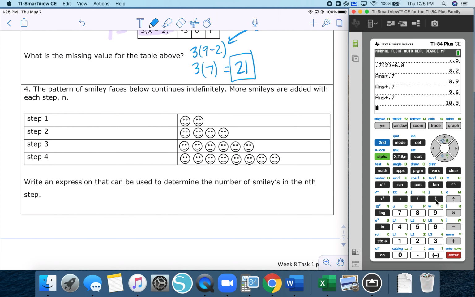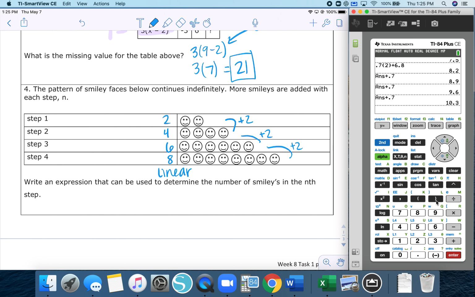Number 4, the pattern of smiley faces continues indefinitely. More smiley faces are added with each step. Write an expression that can be used to determine the number of smileys in the nth step. Looking at this table, I go from 2 to 4, so I'm adding 2, to 6, so we are adding 2, to 8, so we are adding 2. So this is going to be a linear table.